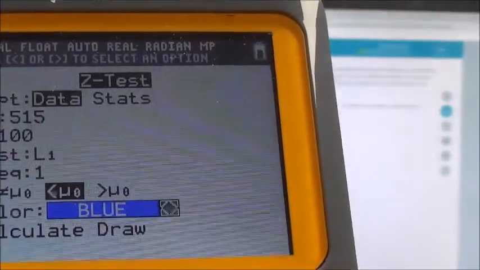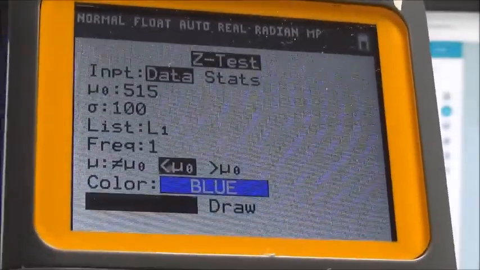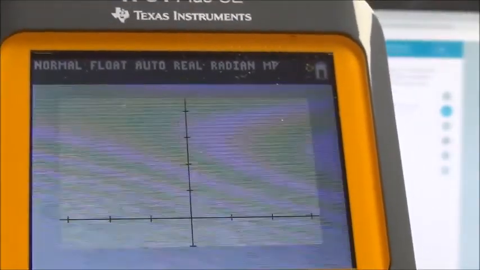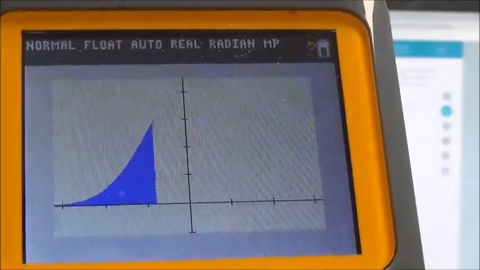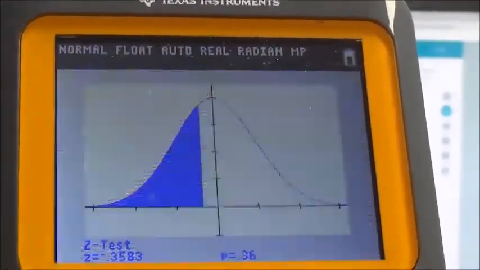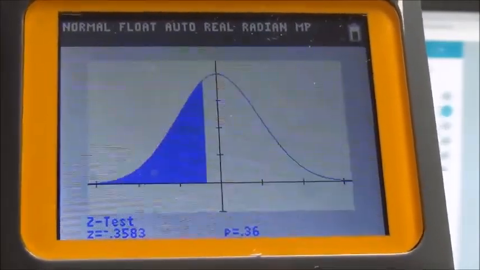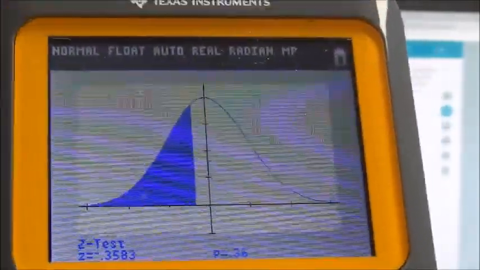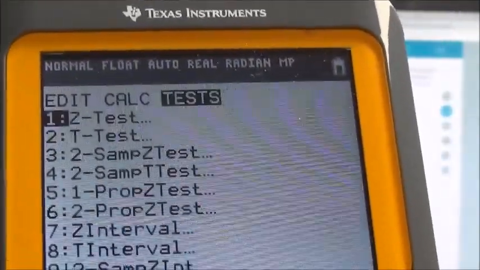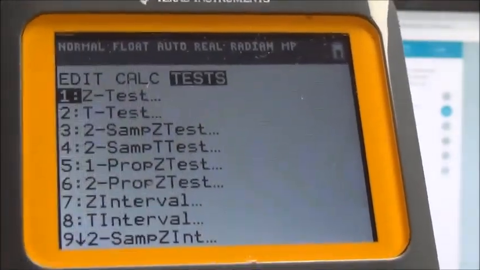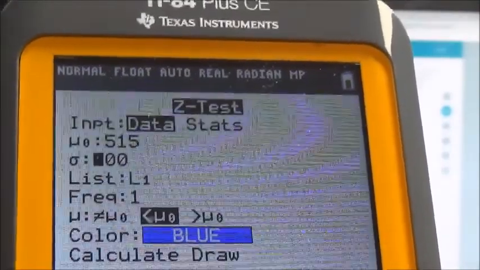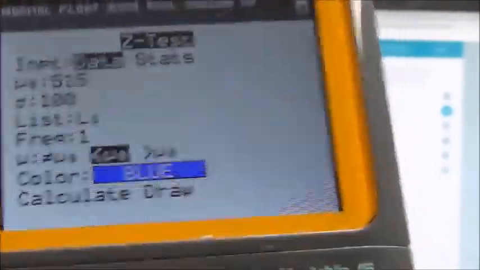Now, just for fun, if you happen to go to draw instead of calculate, I've been having you just do calculate, but for fun, if I did draw, it's going to draw me a picture of my standard normal curve, the blue part being the part that is in the critical region there. So I want to actually have my data, so I'm going to go back and I'm going to hit Stat again and go to my tests, and number 1 for my z-test, it's going to have my information in there that I just typed in. So this time, instead of drawing it, I'm going to go to calculate.